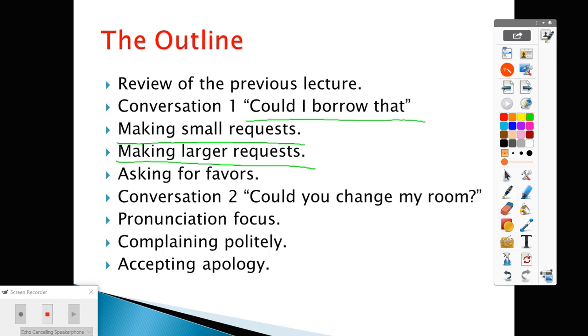Now, in conversation 2, we have, could you change my room? And we have pronunciation focus. We will have a glimpse or a hint on pronunciation focus. And we have complaining politely and accepting apology. Maybe they are similar to the previous objectives, but they are the outline and those were the objectives, so don't worry if you see that they are the same.